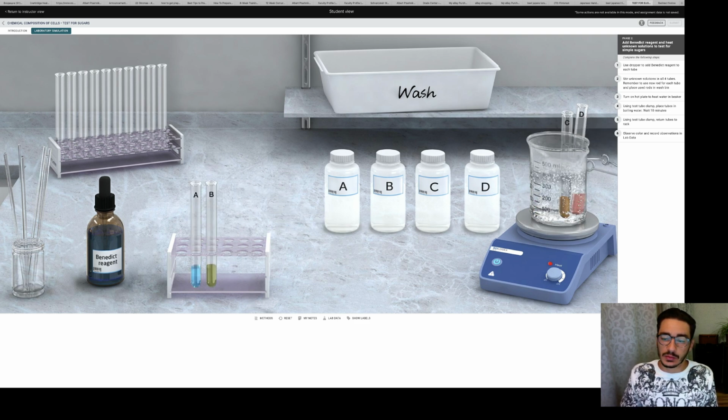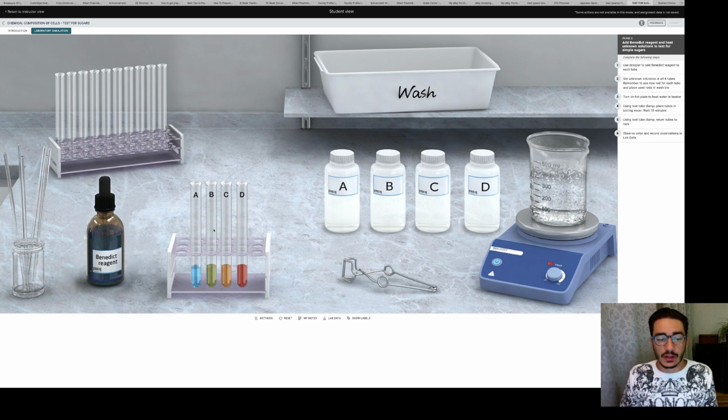And now let me explain a little bit what we get there. So what do we have? We have A, B, C, D, four unknowns. What happened? A has no change, then B changes to green, C to orange, and D to red. It means all of them have a different concentration of glucose or carbohydrates in each tube. The more carbohydrates you have in a tube, the more it goes to the red color.